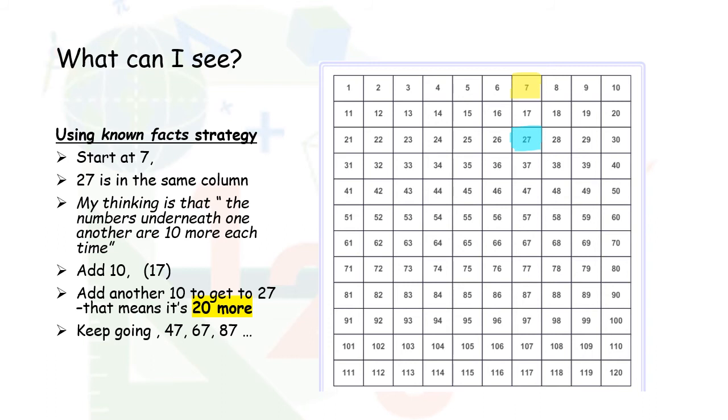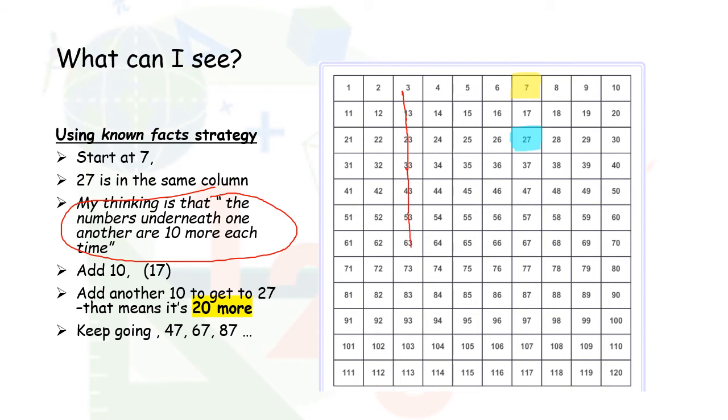So here's my chart again. I know that I started at 7 and I know that I've got to include the number 17. Now, what do I know? Well, over here, I know my thinking is that the numbers underneath one another are 10 more. If I look at 3 and then I go to 13, I know 13 is 10 more. And I know 23 is 10 more. And I know 33 is 10 more. And 43 and 53 and 63, I know I go by 10.